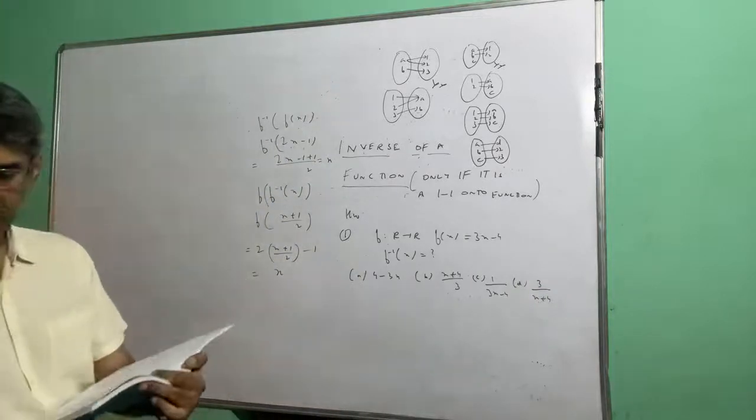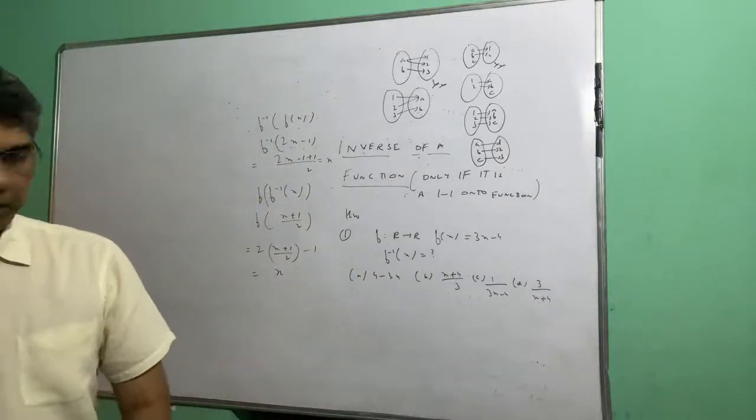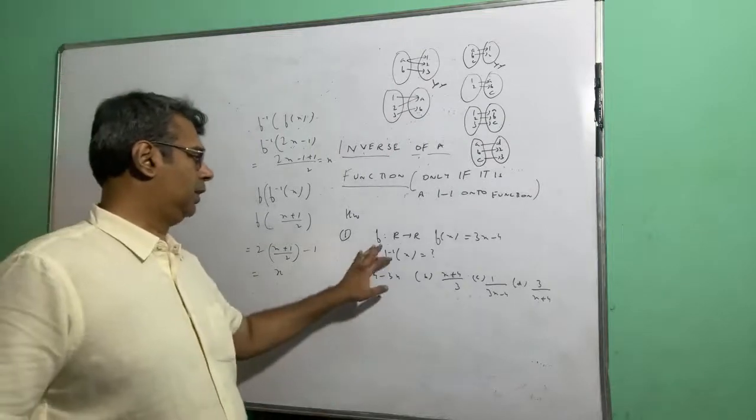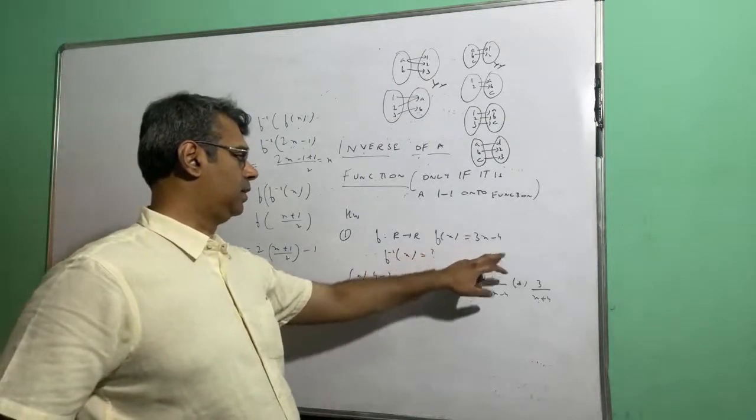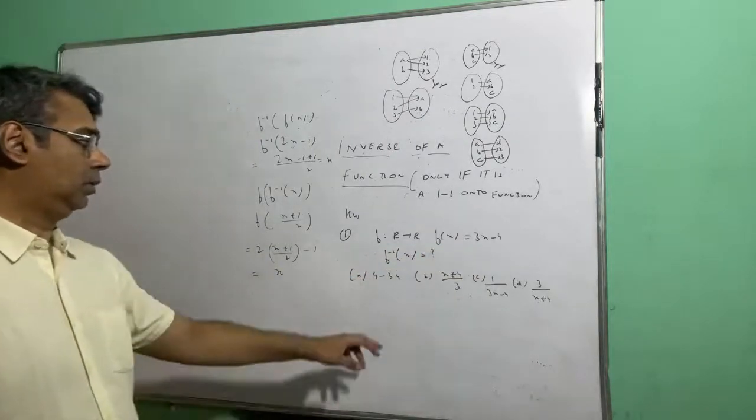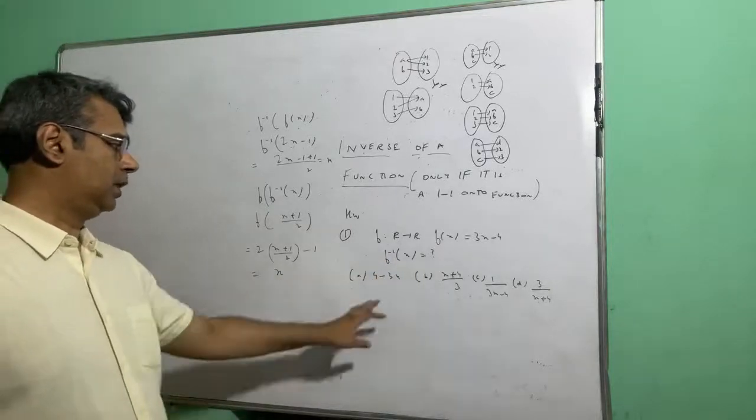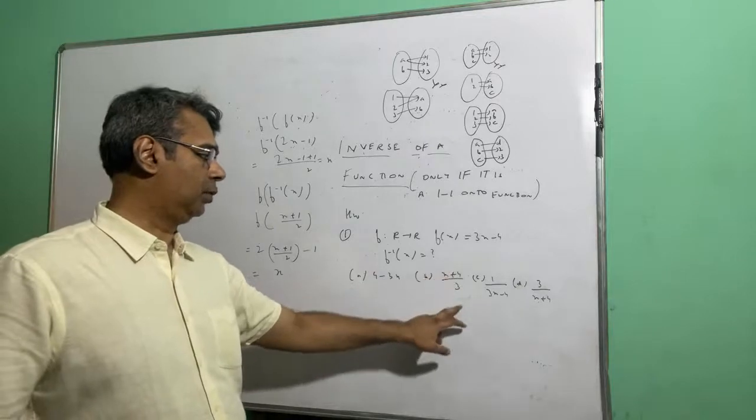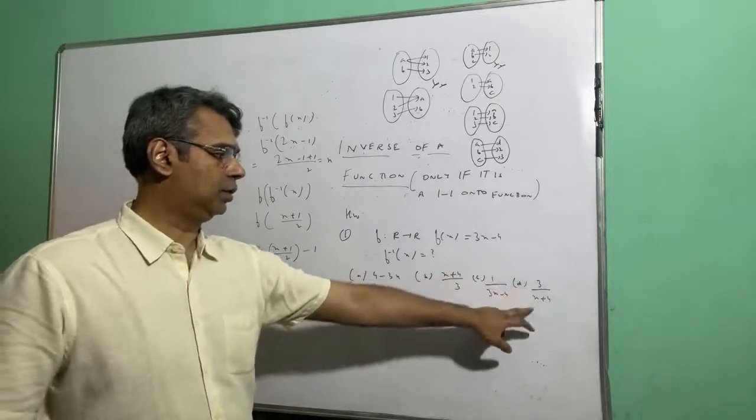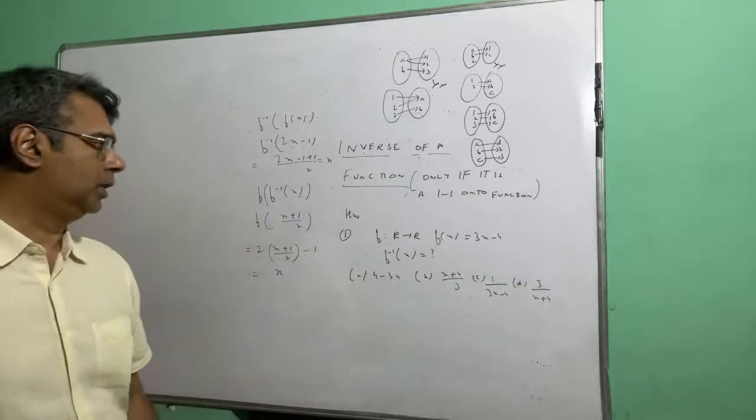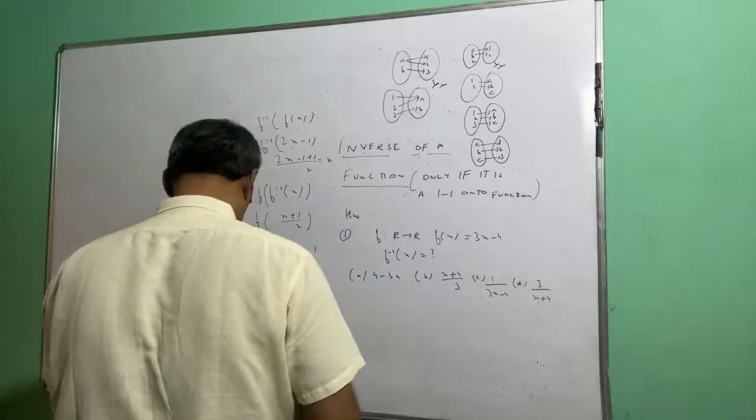So this is the first homework question. There is a function which maps real to real. f(x) is 3x minus 4. The question is, what is f inverse x equal to? The options are 4 minus 3x, (x plus 4) by 3, 1 by (3x minus 4), 3 by (x plus 4). So these are the options for question number 1.